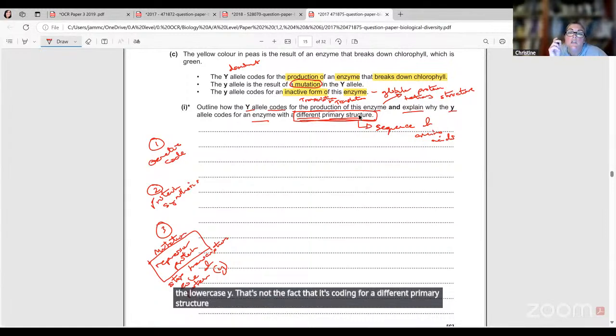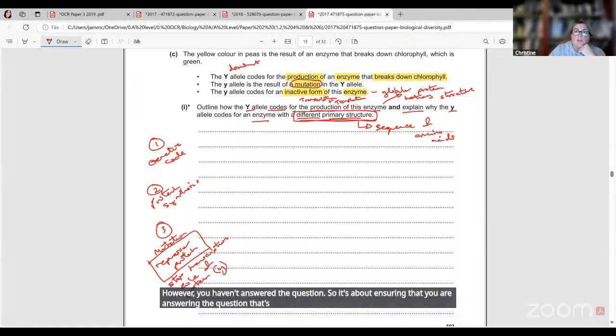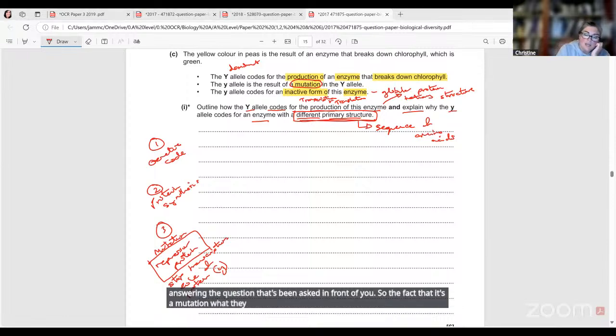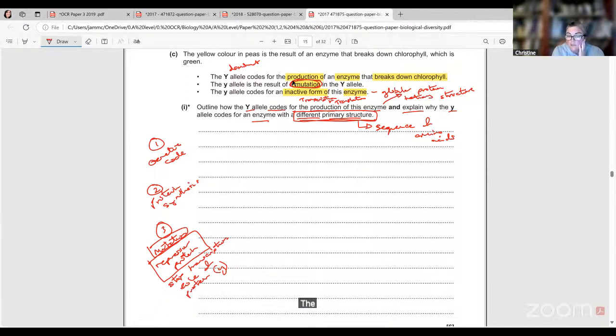So although you have given a role that it's played, that would just be ignore information. You're not incorrect in what you're saying. However, you haven't answered the question. So it's about ensuring that you are answering the question that's been asked in front of you. So the fact that it's a mutation, what they're looking for you to really talk about is that mutation that they told you in the question. I'm going to circle it again. The mutation that therefore is resulting in this different primary structure.